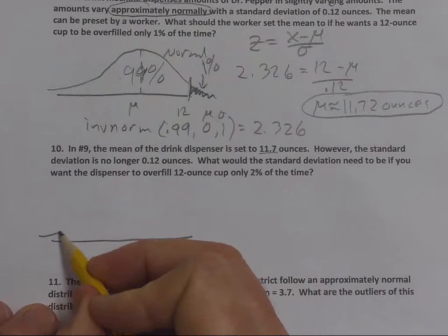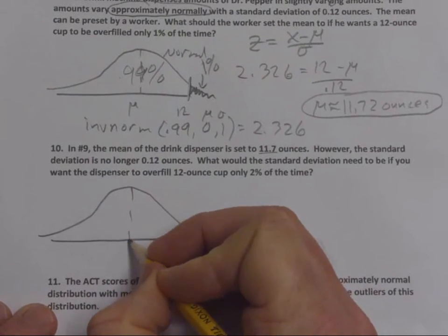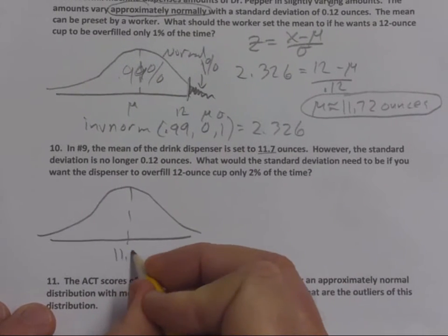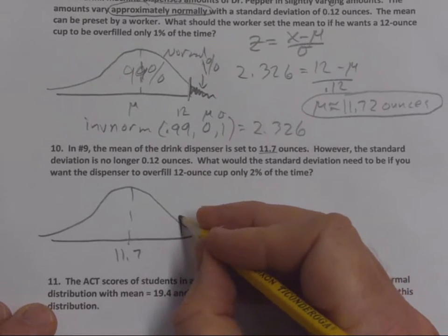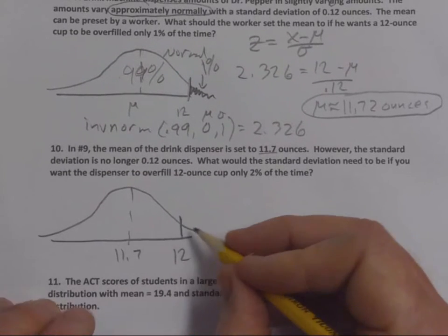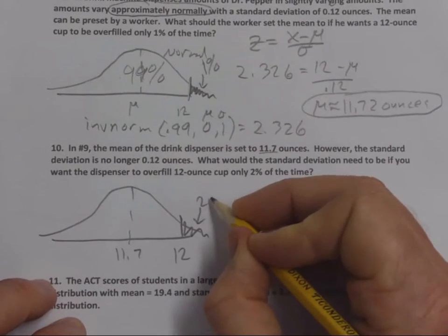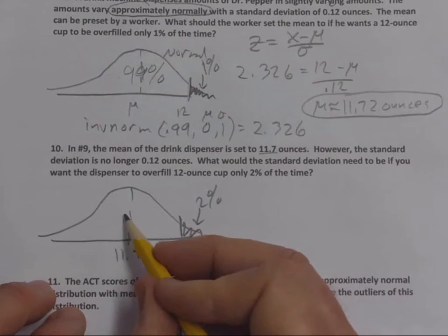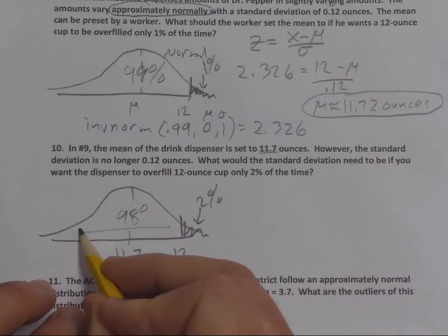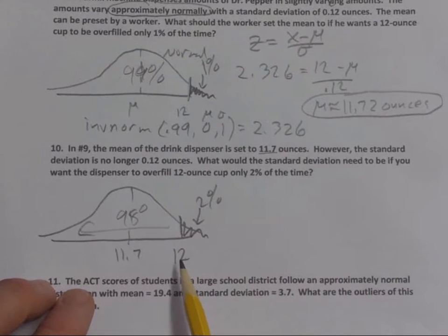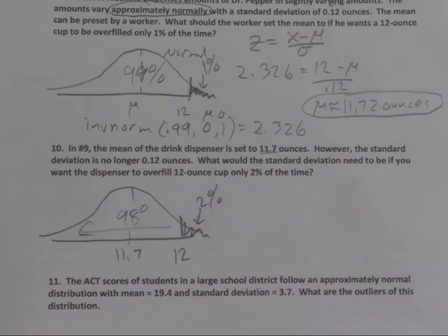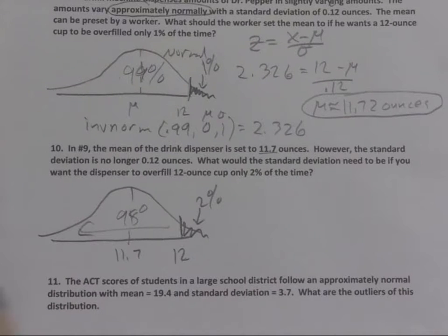So what we've got here is a similar situation, but in this case, we do know the mean. It's going to be 11.7. And so right here is our x value, it's 12. We want this distribution to go above 12 only 2% of the time. Well, that means 98% of this curve is below that. And so we'll find the z-score for 12, and then we will use our algebra skills with the formula for z-score to find what sigma is.